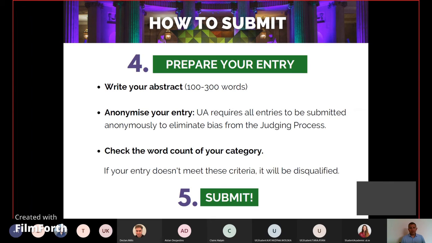Any references to UL or whatever university you're in, make sure you don't have any references to where you are, or your paper could be disqualified. I've seen some really good papers that we've had to disqualify because people have left their names in. So just make sure it's completely anonymized. Again, all the detail is on our website. And then check the word count. There's various word counts depending on your category, so make sure you have a look online to see that.